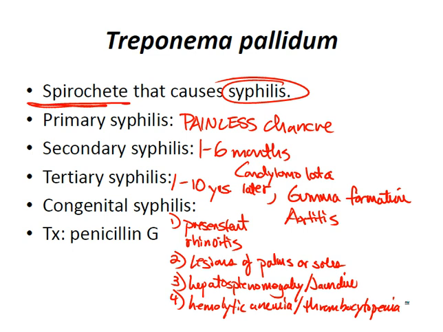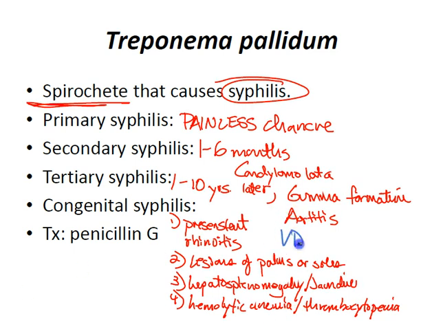etc. So the first thing you do in the diagnosis is screen with the VDRL, which is Venereal Disease Research Laboratory, or the Rapid Plasma Reagin test, the RPR test, which are relatively sensitive tests for syphilis. Either one of those will work for syphilis.